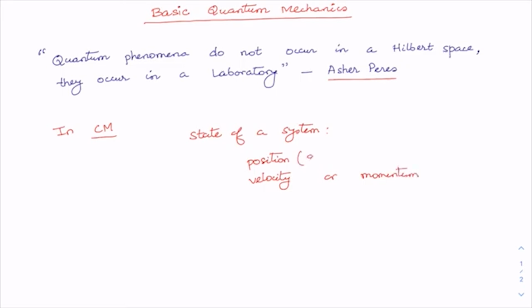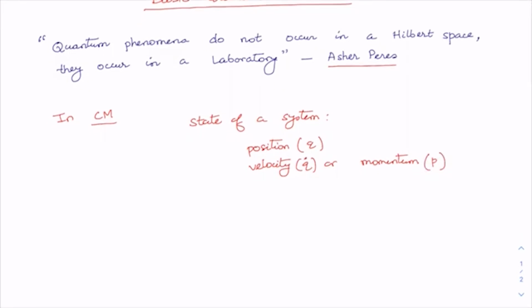So position, let me denote it by q, velocity by q dot, that is the time derivative of q, and momentum is generally denoted by the symbol p. So if we know the position and momentum of a particle at a given instant of time, then in principle we can predict the past and future of the system by using Newton's laws of motion.